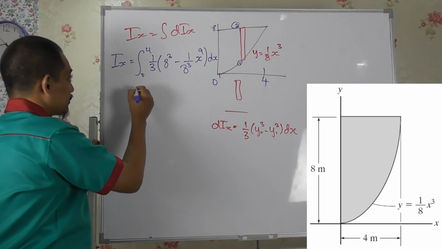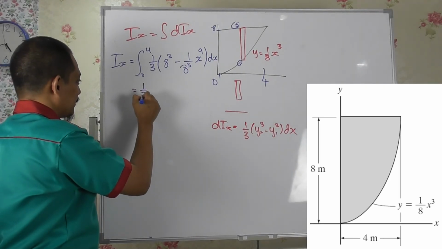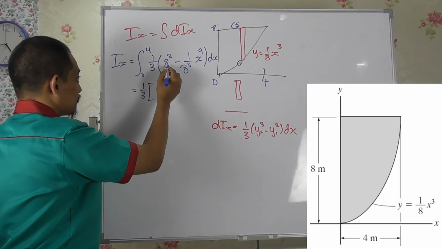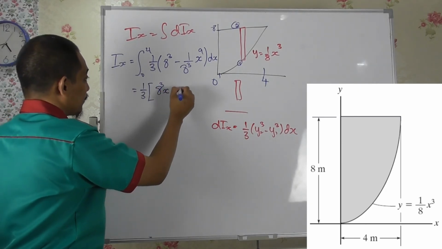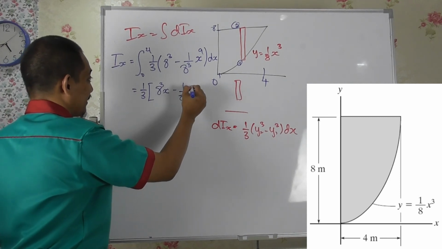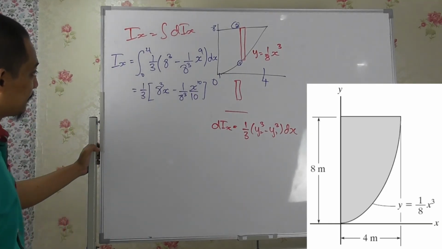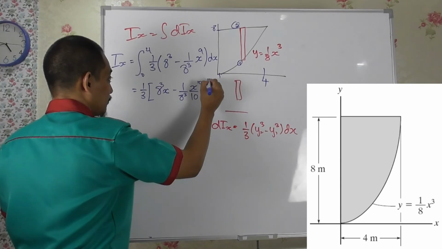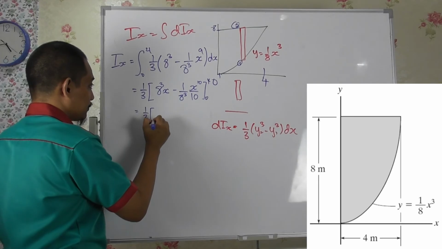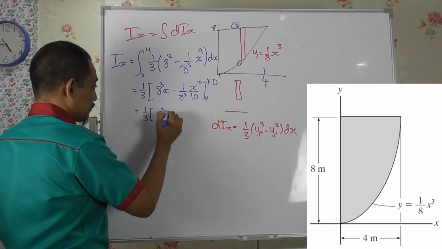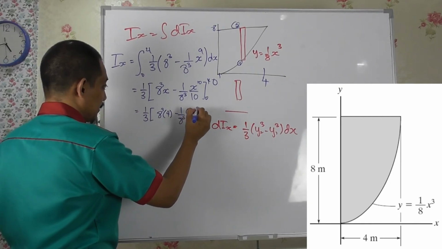If you do this, we can integrate straight away. So 1 over 3 outside, and integrating this one becomes 8 cubed x, and then 1 over 8 cubed times x to the power of 10 over 10, from 0 to 4, that's the limit. So 1 over 3 is still outside, so 8 cubed times 4 minus 1 over 8 cubed times 4 to the power of 10 over 10.